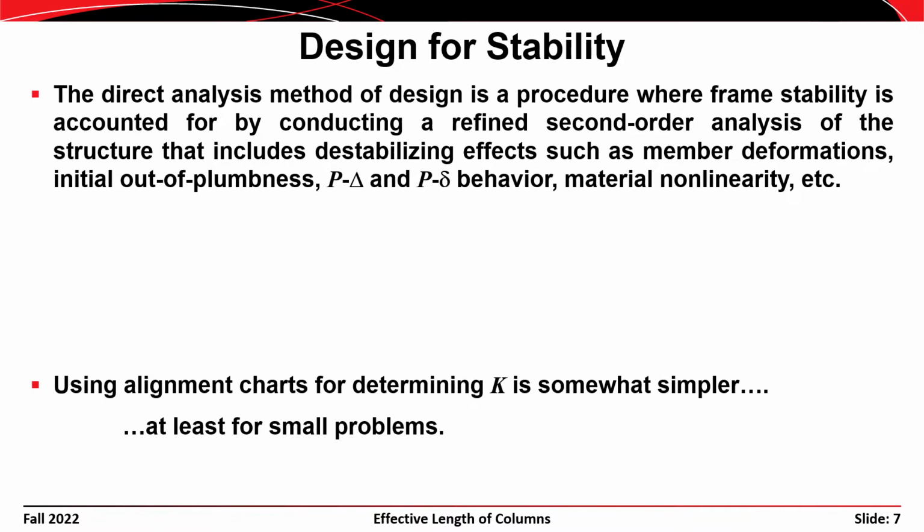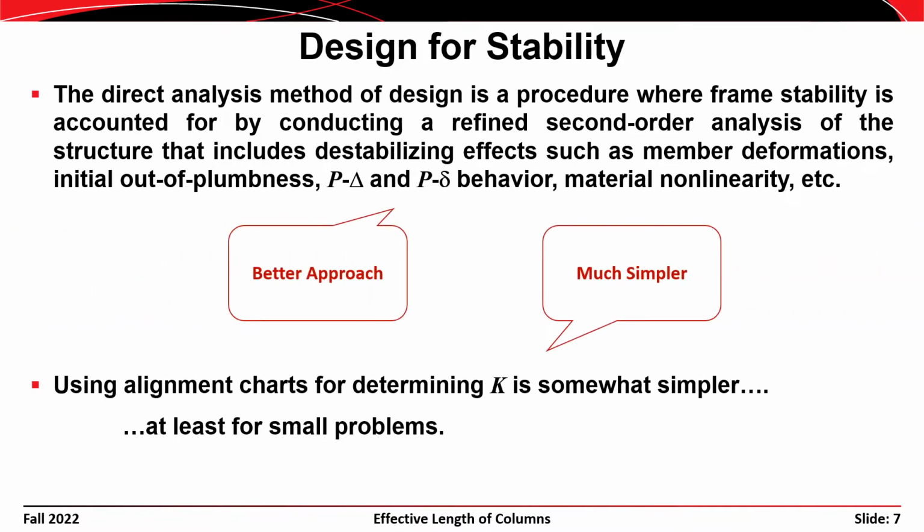Using the alignment charts is generally considered to be simpler, at least for small problems, but the direct analysis method is fundamentally a better approach. Even though the effective length factors are a bit dated and are included in an appendix instead of in the main body of the specification, they are still useful. And if I sent you out to work for an engineering firm without teaching you to use alignment charts, your boss would probably call me up and tell me that I need to rethink how I'm teaching steel design. So we're going to introduce the effective length factors for now and then revisit the details of the other approaches later.